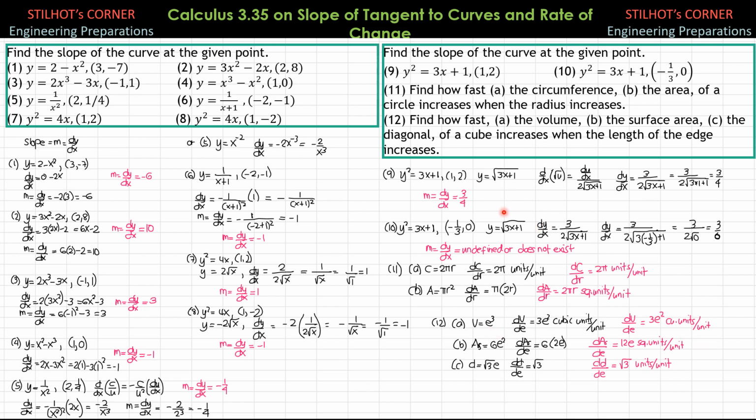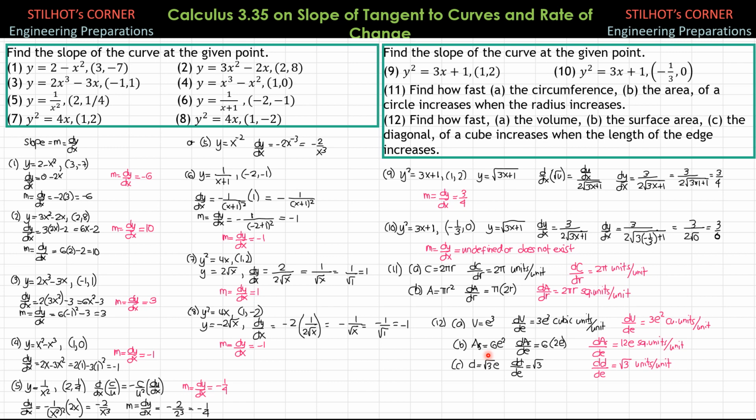Total surface area: the cube has 6 faces, and each face of a cube is a square. The area of a square is E squared, times 6, so the total surface area is 6E squared. The derivative of surface area with respect to E is therefore the constant 6 times the derivative of E squared with respect to E, which is 2E. So that would be 12E square units per unit.